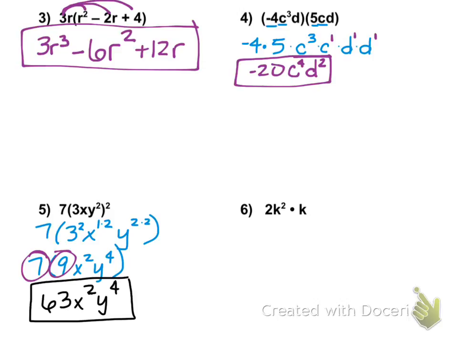Lastly, example 6 here, we have 2k squared times k. So there's like a 1 here. If you want to do 2 times 1, you can do that, then k squared times k. Back here, this is a 1. When you multiply, you should add the exponents. So therefore, I have 2k to the third power.